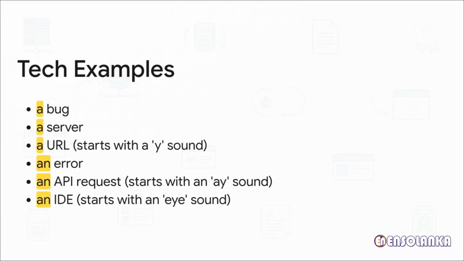So let's see how this works with words you use every day. We say a bug, a server. Easy, but look at a URL. Yeah, the letter U is a vowel, but the sound is "you," which is a consonant sound. So it's a URL. Same thing on the other side. An error makes sense. But what about an API request? The letter A makes that "ay" sound, a vowel sound. So it gets an. Same for an IDE. When in doubt, just say it out loud. Your ear will tell you the answer.